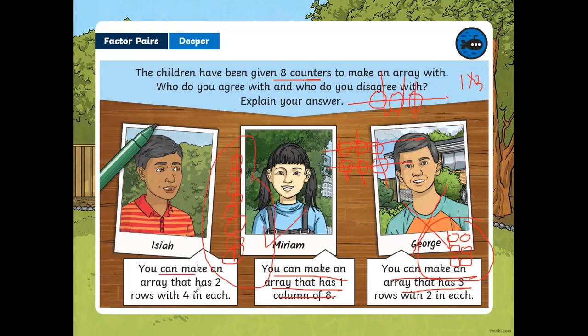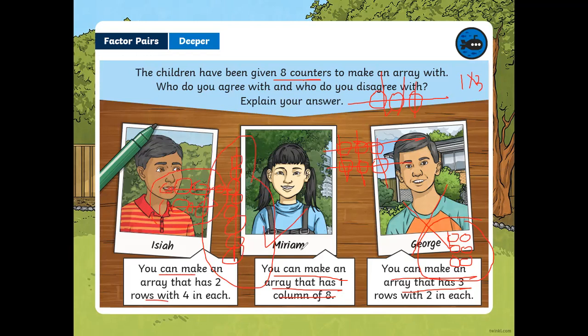Isaiah says you can make an array that has 2 rows with 4 in each. So 2 rows this way, 4 in each. 1, 2, 3, 4. And 1, 2, 3, 4. You see that? You still get 8.